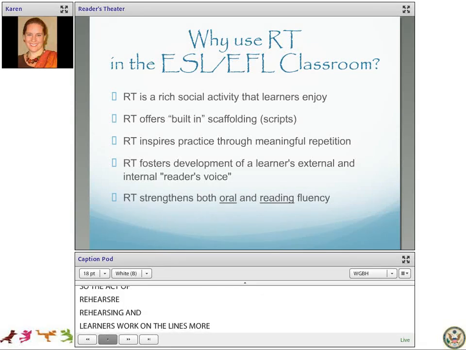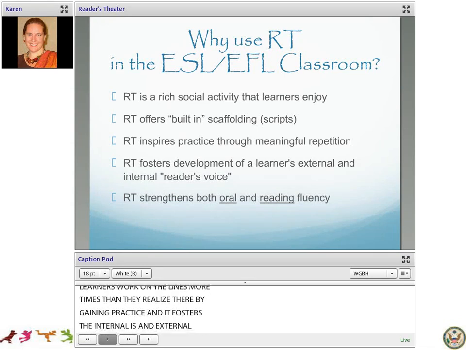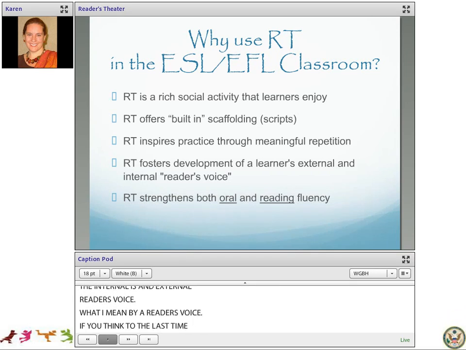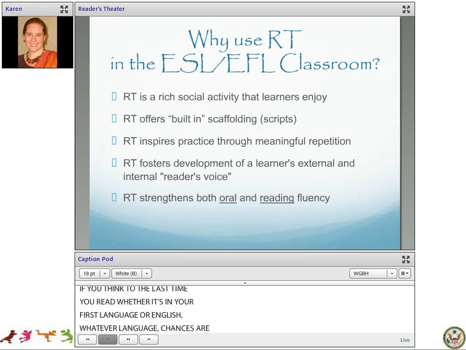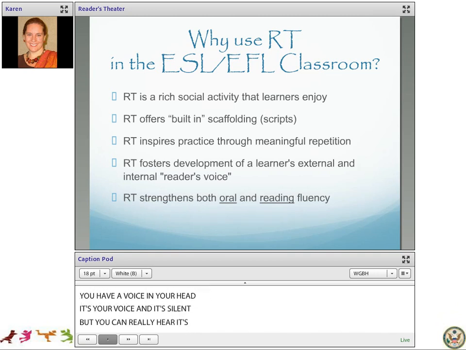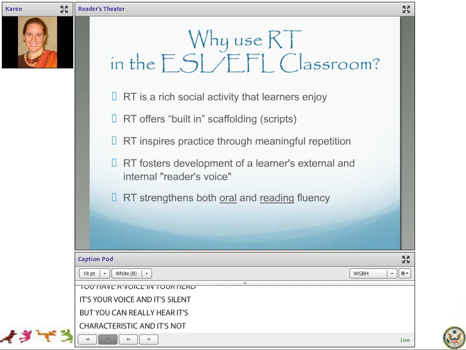Fourthly, reader's theater fosters development of a learner's external and internal reader's voice. What do I mean by a reader's voice? If you think back to the last time you read, whether it's in your first language or English, whatever language, chances are you have a voice in your head. It's your voice and it's silent, but you can really hear its characteristic, and it's not unlike your reading aloud voice. So that internal voice is an integral part of reading fluency, of being an effective reader for oneself.